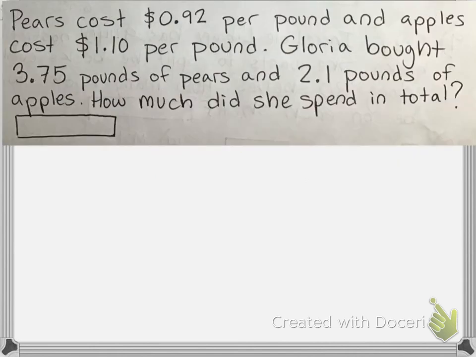Here's this one. Pears cost 92 cents per pound, and apples cost $1.10 per pound. Gloria bought 3 7/75 pounds of pears and 2 1/10 pounds of apples. How much did she spend in total? There's 2 operations that I'm going to be doing here. Who would like to raise their hand and tell me the 2 operations I'm going to be doing here? What are the 2 different operations I'm going to be doing?